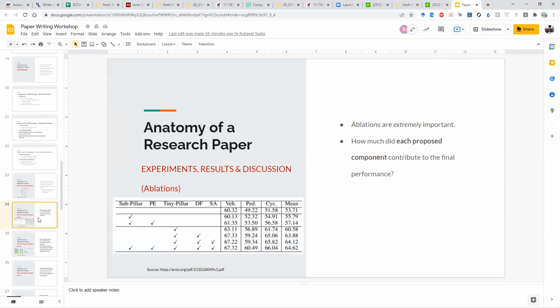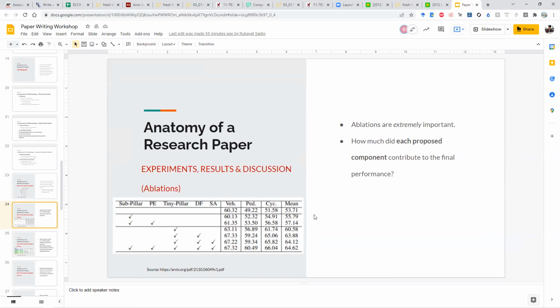So you proposed a couple of different components. This paper on the left proposed 5 different components, and we're curious to see how much each component actually contributed to the final performance. The way you would do that is with an ablation study. You start with the baseline model at the first line, then you add each component one by one. They added this thing called sub-pillar and then found performance gains. You can look at the last column here, a 2-point performance gain. And then they add PE, another performance gain, and so on. So this is probably one of the most important parts of your paper, since it illuminates how much each proposed component actually contributed.